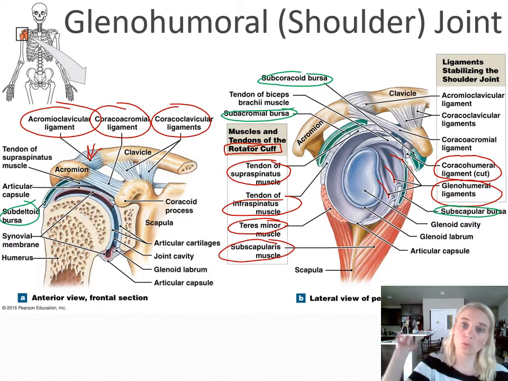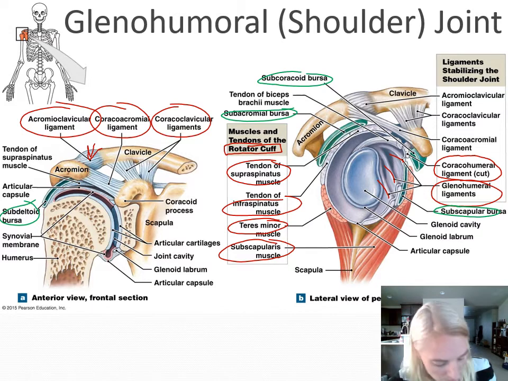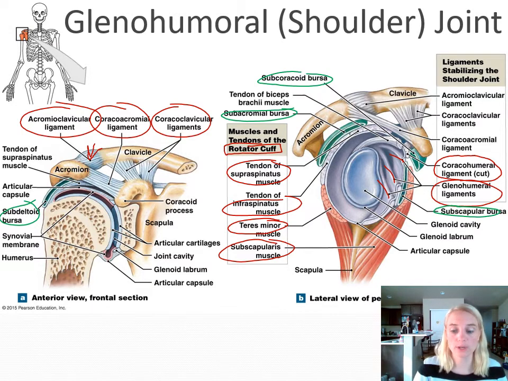So if somebody's doing repeated activities like a pitcher or something like that, or playing tennis, you're going to increase the inflammation and the movement on those bursa. So you might get bursitis of an inflamed bursa, maybe under your subscapularis muscle or under your deltoid muscle. So those could be some issues that you have if you do repetitive movement activities. All right, so that is our shoulder joint.